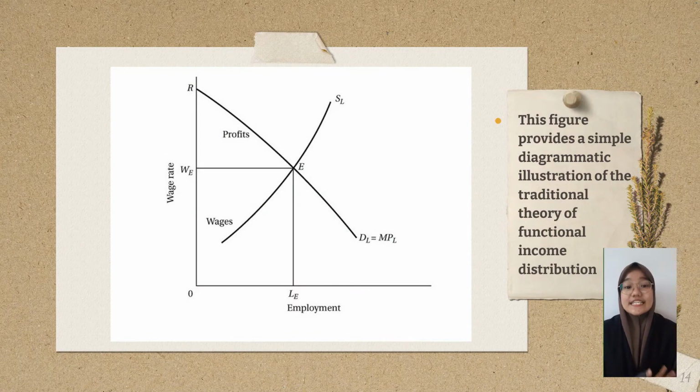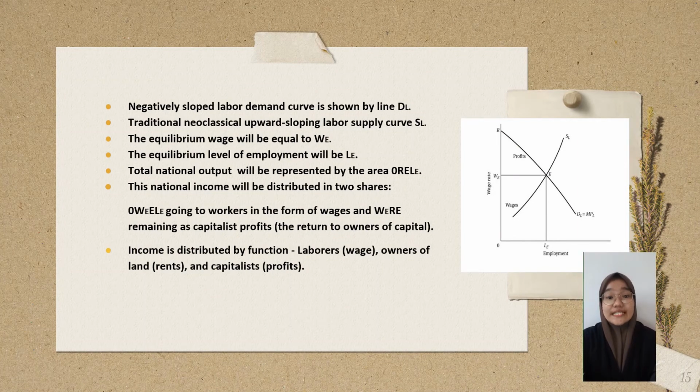You can see this figure provides a simple diagrammatic illustration of the traditional theory of functional income distribution. This figure shows a negatively sloped labor demand curve, shown by line DL, and the traditional neoclassical upward sloping labor supply curve SL. The equilibrium wage will be equal to WE, and the equilibrium level of employment will be LE. Total national output will be represented by the area O, RE, LE.